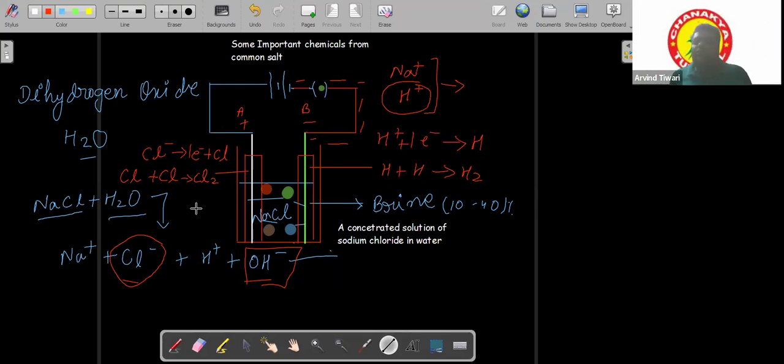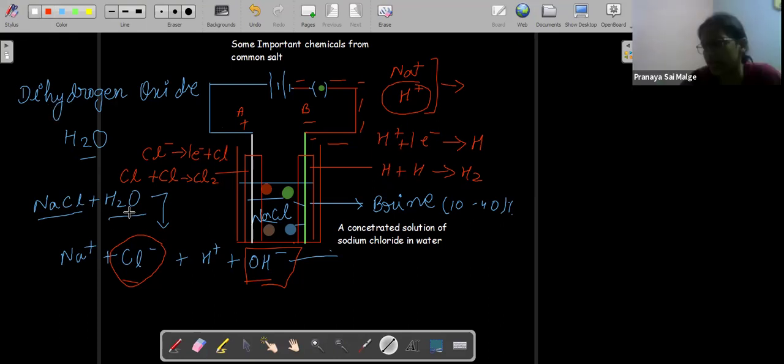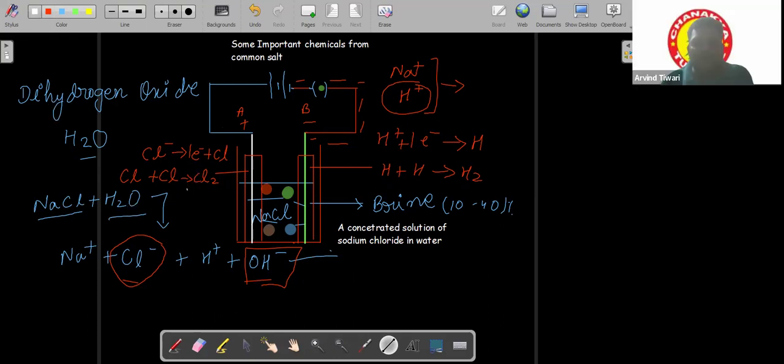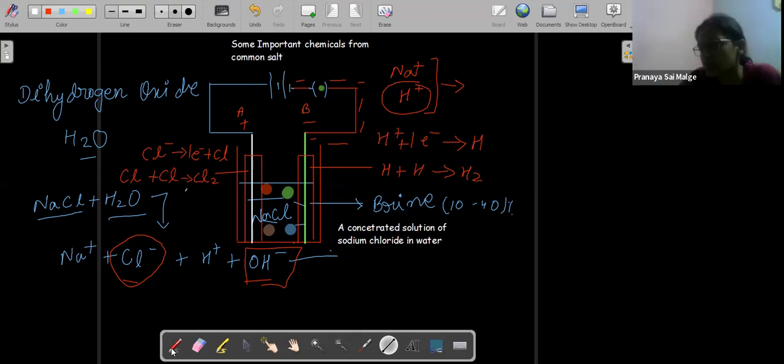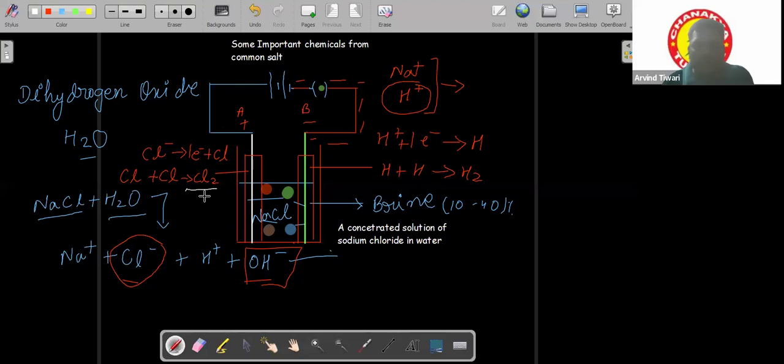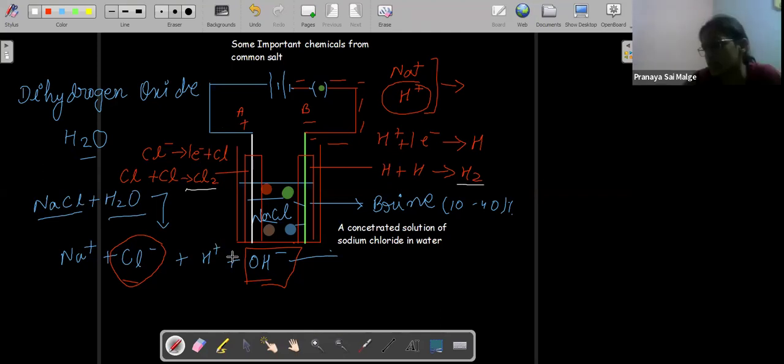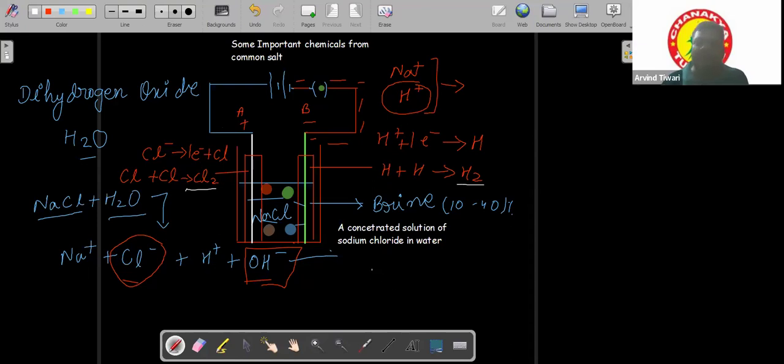Up to now, from the solution, what have we obtained? We have obtained chlorine gas and we have obtained hydrogen gas. And what is left in the solution? NaOH. In the solution, you are left with Na plus and OH minus, and they combine to form sodium hydroxide.